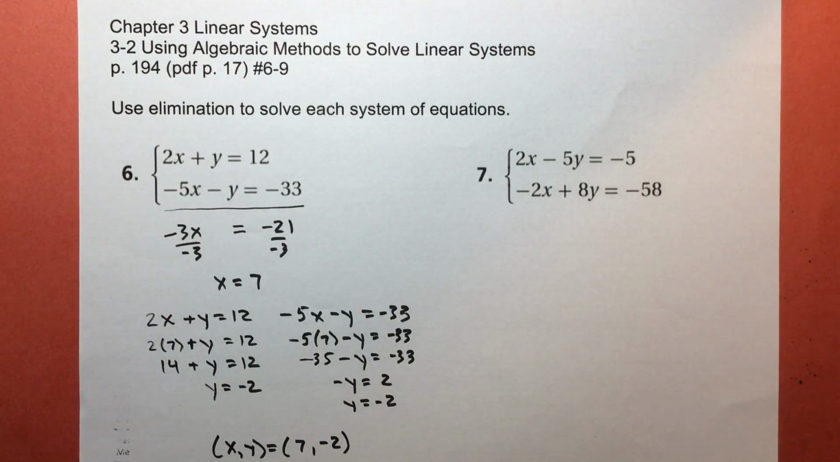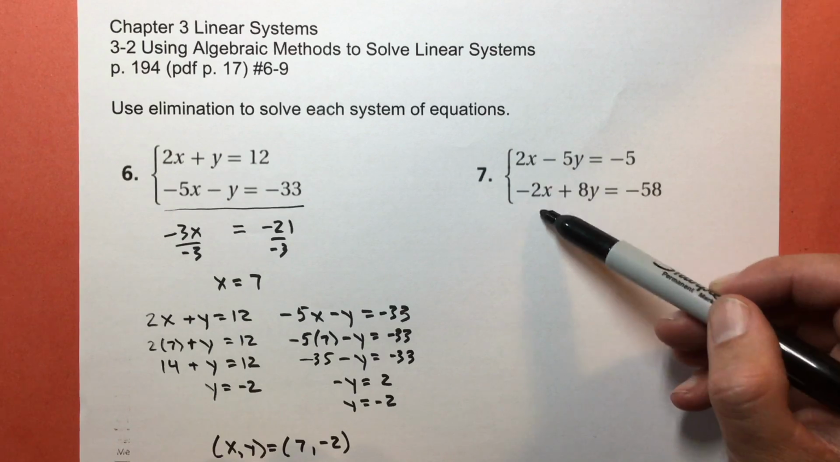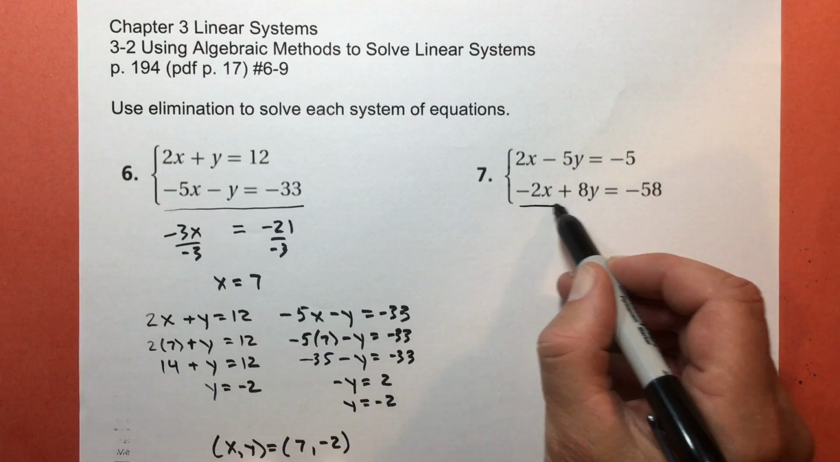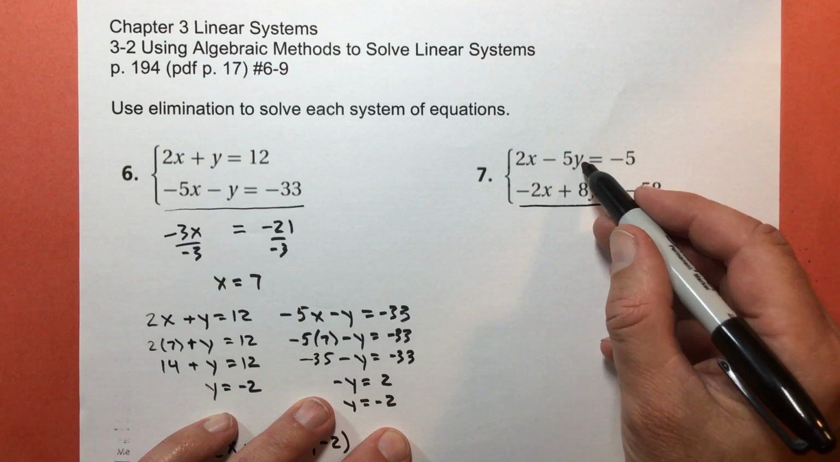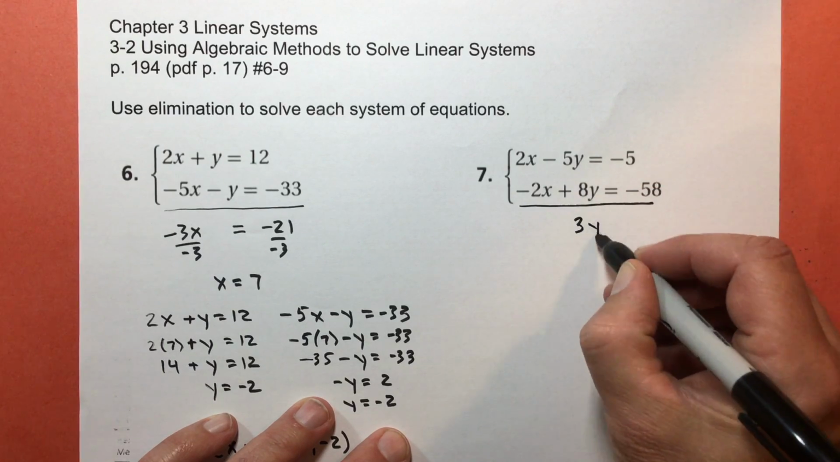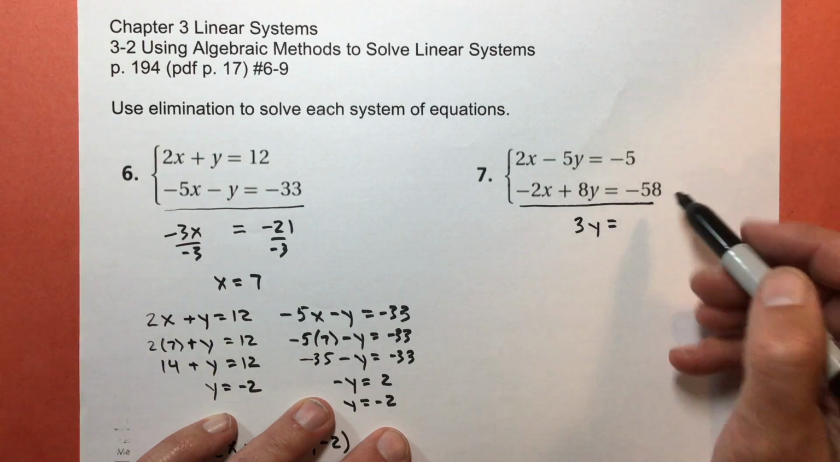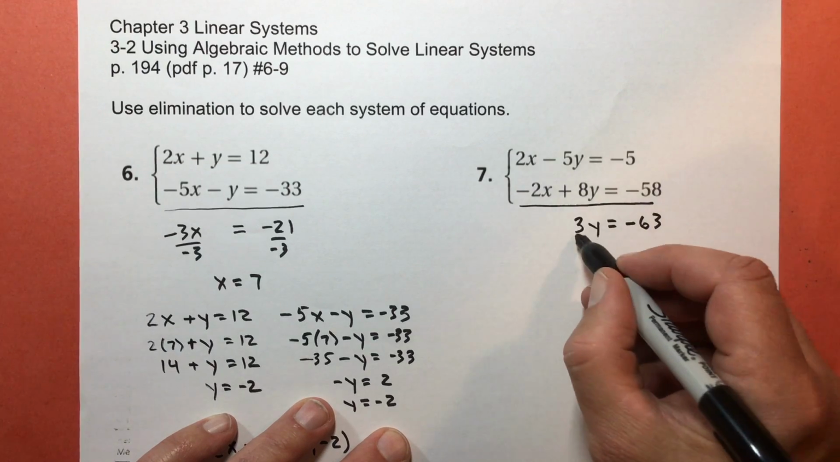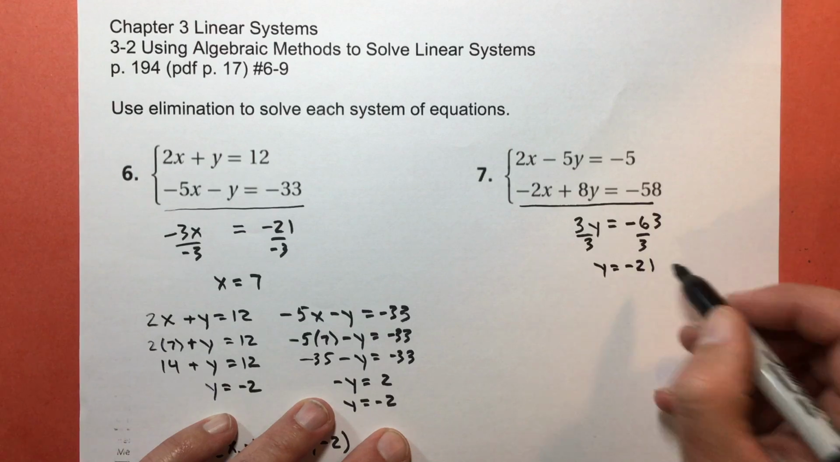Let's look at problem number 7. Again, this is set up nice for us. The 2x and the negative 2x are going to be eliminated when I add them. 2x minus 2x is 0. So I'm going to draw my summation line there. I get 0, negative 5y plus 8y is positive 3y. And negative 5 plus negative 58 is negative 63. And if I divide both sides by 3, I get y equals negative 21.